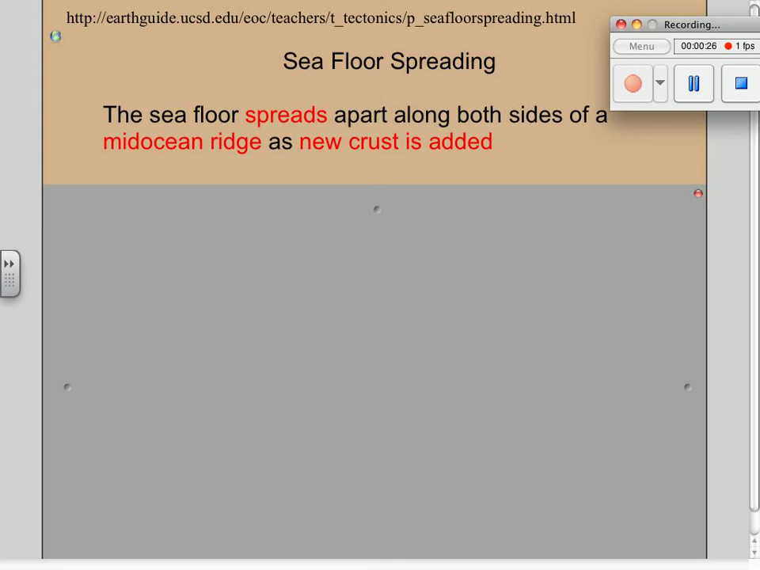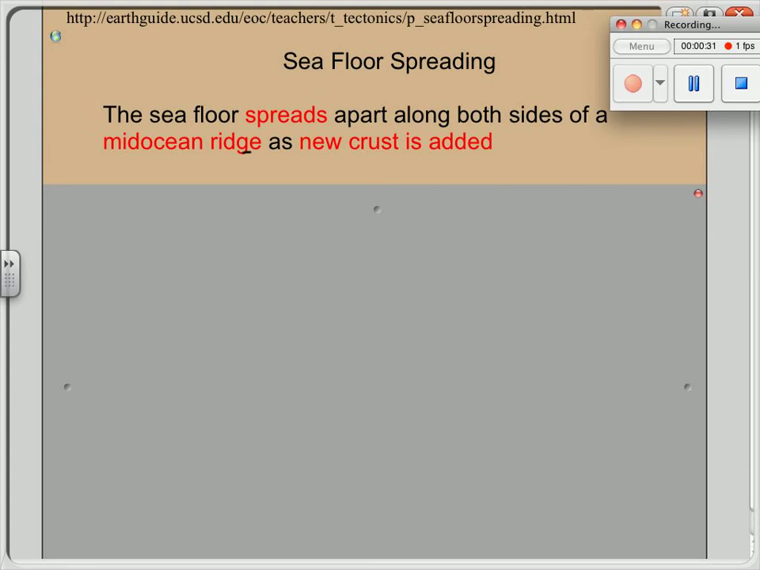And so words that I definitely want to begin associating would be words like mid-ocean ridge, new crust is added, and seafloor spreading. Those are words that I start associating. Seafloor spreading, oh yeah, that's where there are those mid-ocean ridges, those underwater volcanic mountains. Oh yeah, that's where the seafloor spreads, and that's where new crust is added.